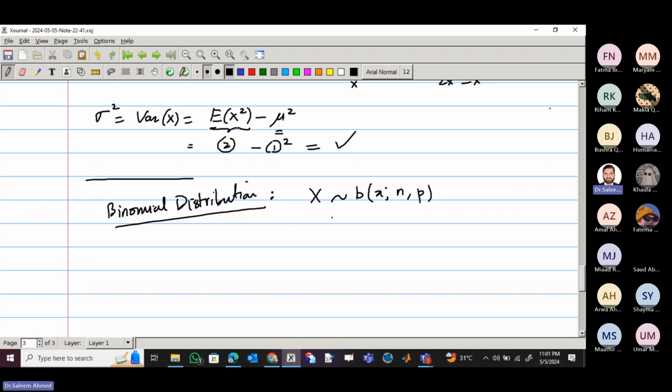This means x has a binomial distribution. What is n? N is total number of trials. Total number of trials in an experiment. For example, if I toss one coin 3 times, it means n is 3. I am repeating my trial 3 times. And p is a probability of success. Whatever your success is in one trial, what is your probability of success?